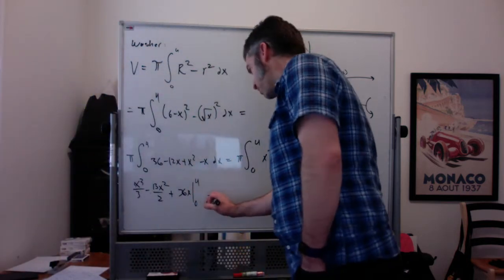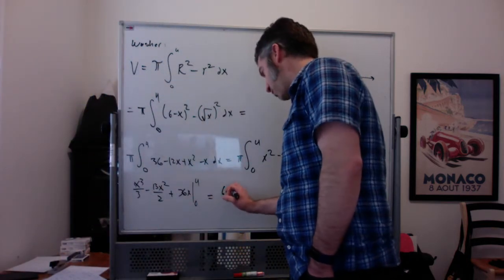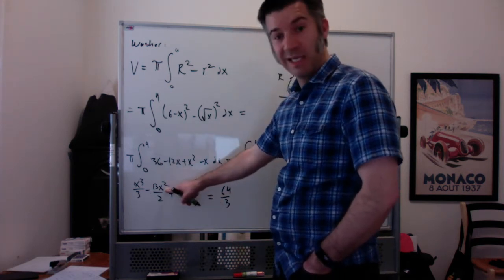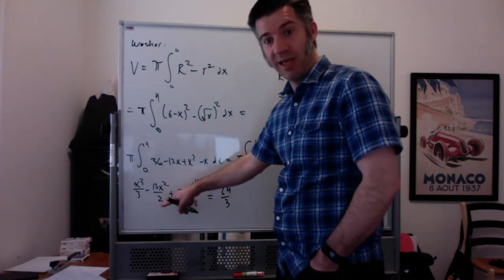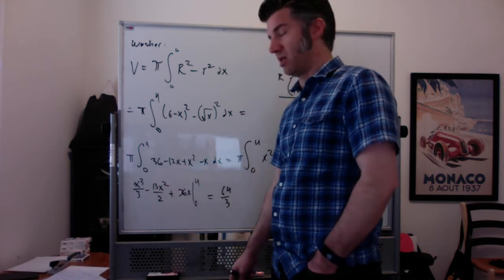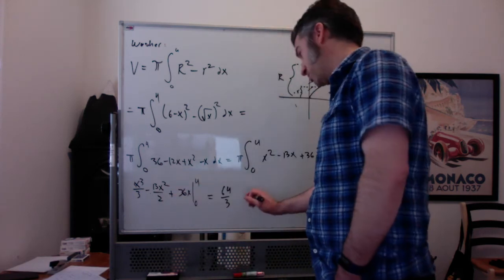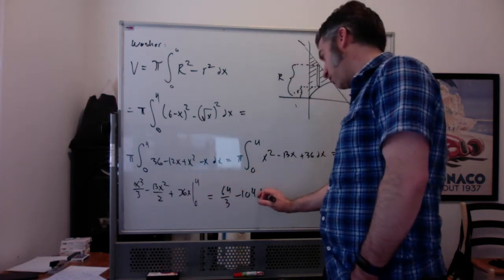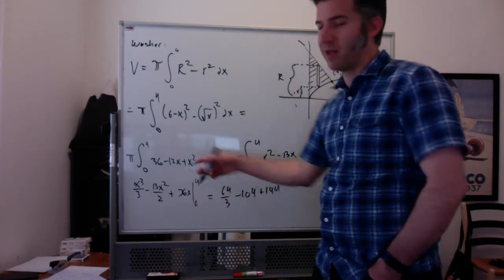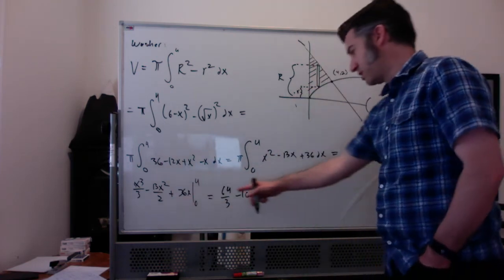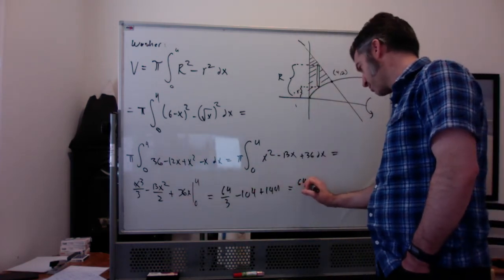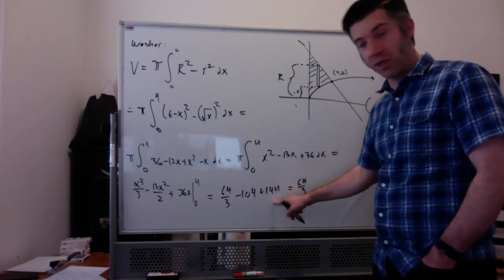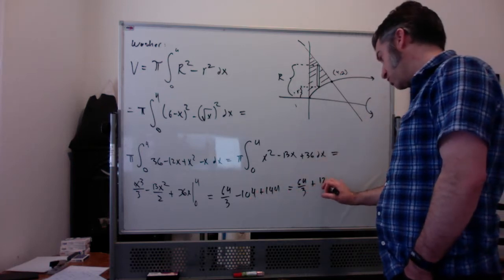Plugging in the 4, I'm going to get 4 cubed, so 64 over 3. And then 4 squared is 16. 16 divided by 2 is 8. And then 8 times 13 is 80 plus 24, which is 104. And then 36 times 4 is 144. And then plugging in the zeros will give us 0. So we end up with 64 over 3 plus, let's see, well, minus 104 plus 144 is plus 40. I'm going to write 40 as 120 over 3.